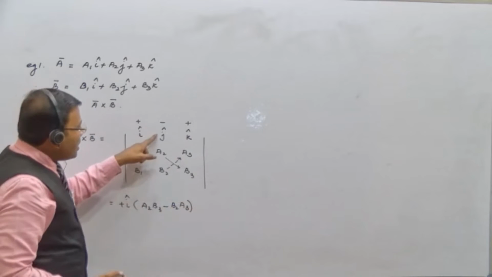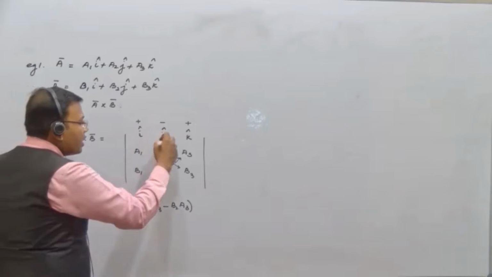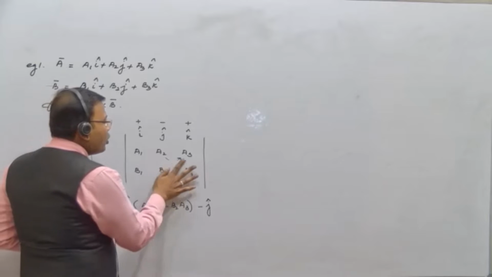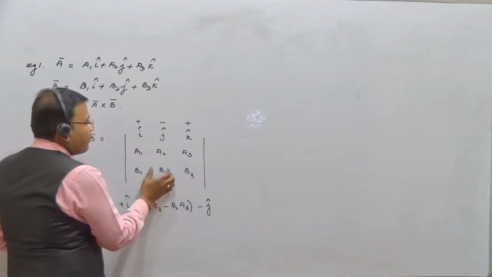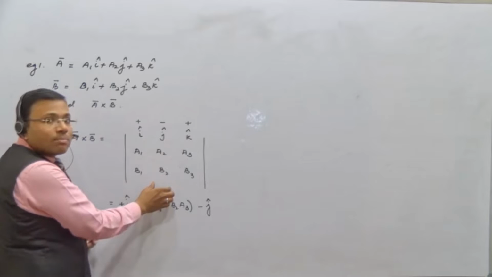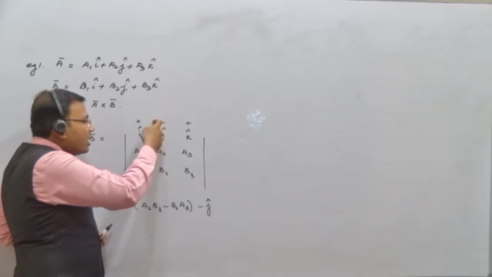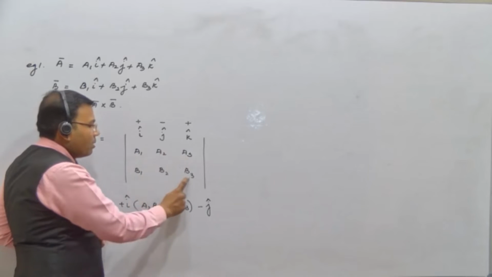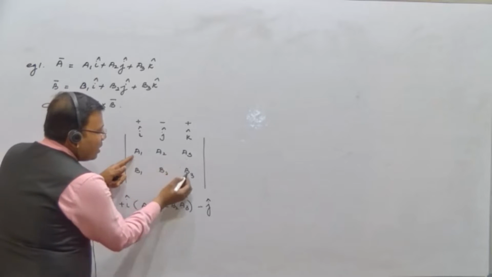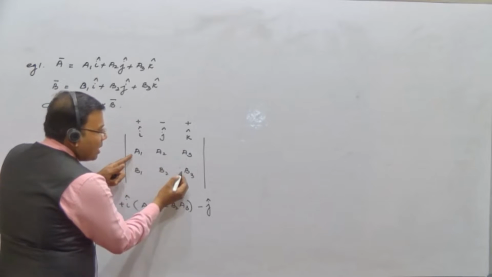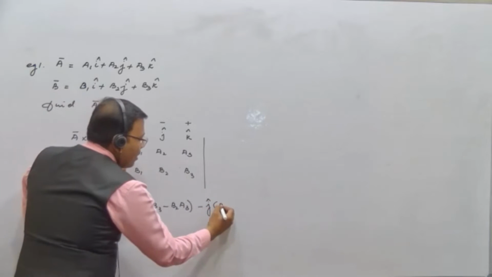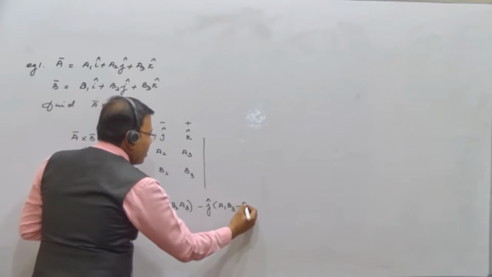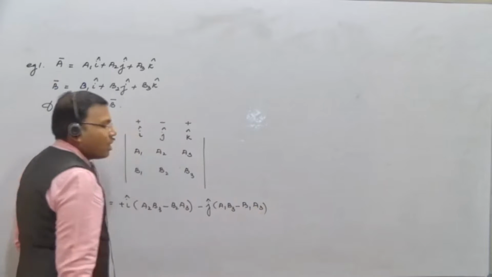Then we move to J. When you move with J, you have to write with minus sign, minus J. Then what you do here is you leave the column of J. You leave this column. So when you leave the column of J, what is left out? A1, A3, B1, B3. When you move downward, you write plus. That is A1, B3. Next, when we go upward, minus B1, A3. I hope it is clear.